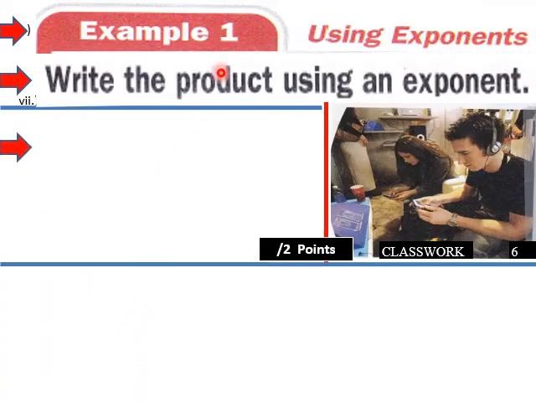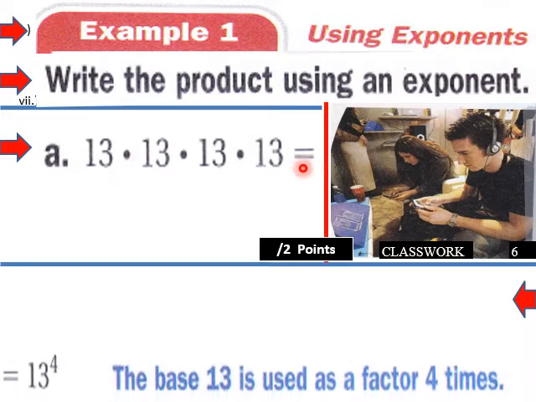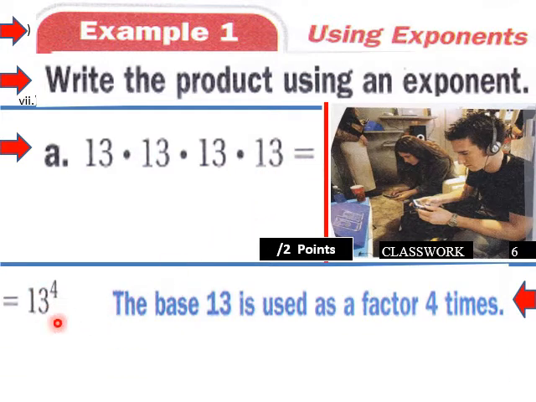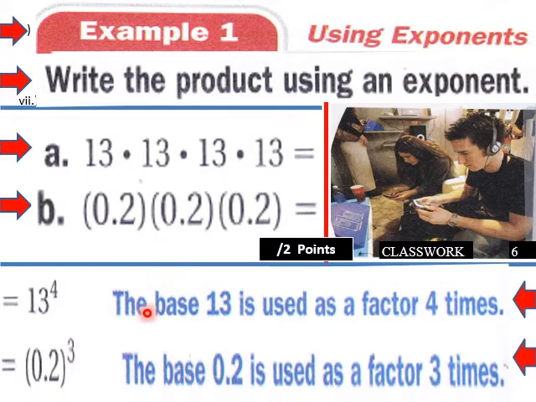Okay, example 1, using exponents. Write the product using an exponent. Here is our product here. How would you write that as an exponent? It would be 13 to the fourth power. The base 13 is used as a factor 4 times. And then B here, what do we do with that? So 0.2 is used as a factor 3 times.